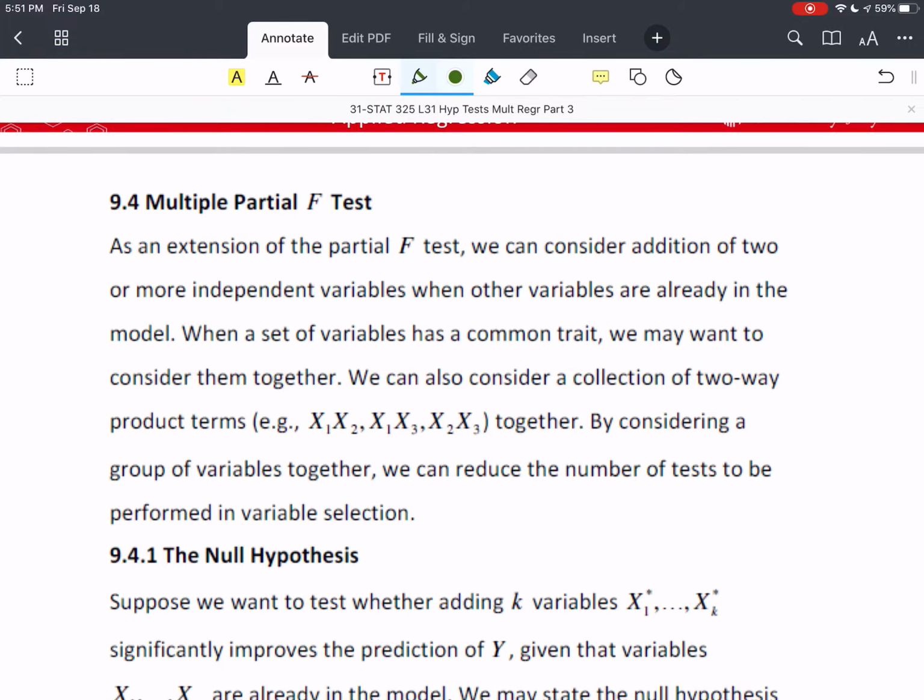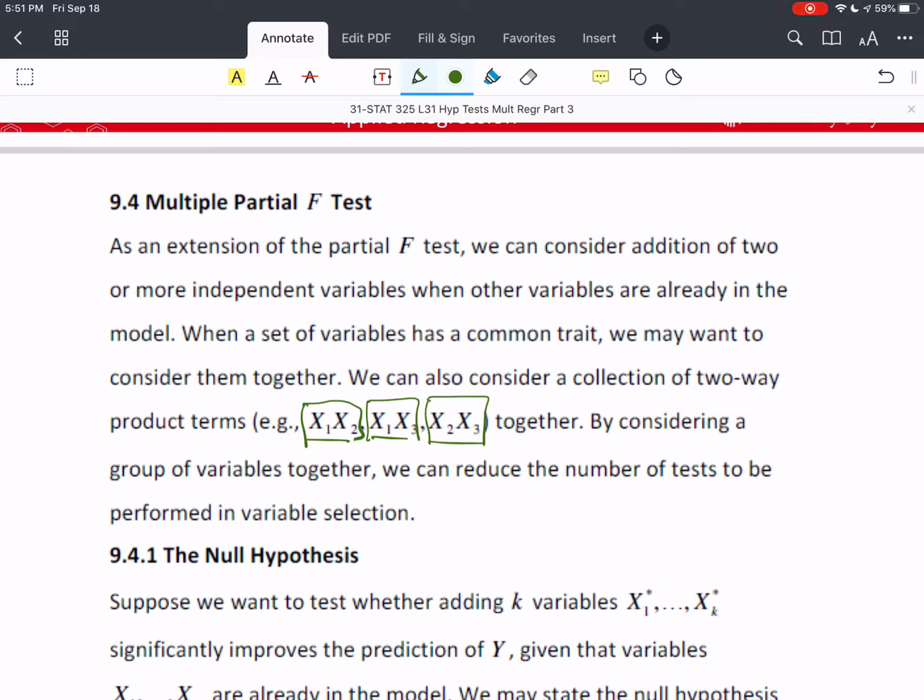So, for example, we may add x1, x2, or x1, x3, or x2, x3. When a set of variables has a common trait, we may want to consider them together. We can also consider a collection of two-way product terms. So not x1 and x2, but x1 times x2, x1 times x3, or x2 times x3. We'll talk about what this means later on, but we can consider that.